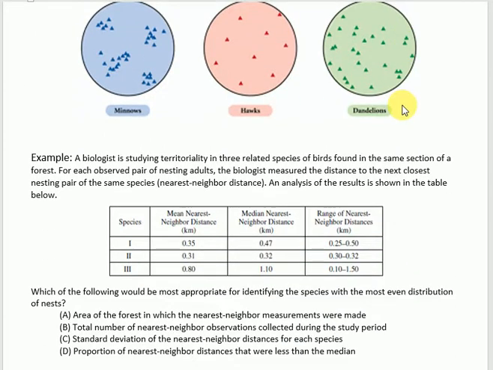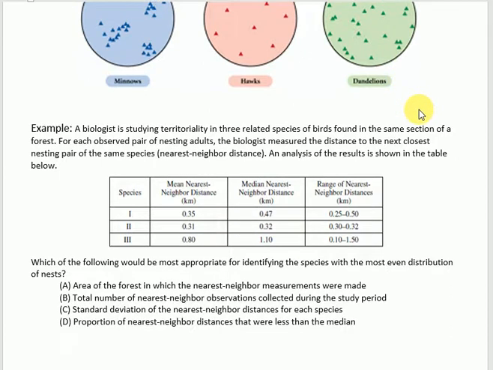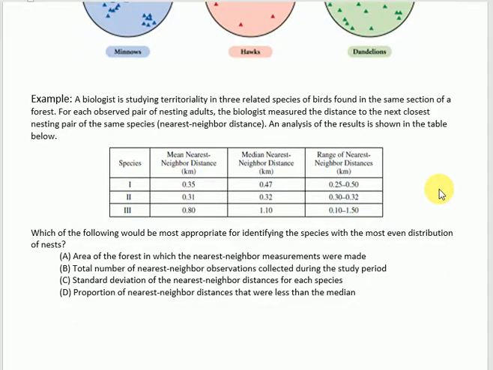So an example question: a biologist is studying territoriality in 3 related species of birds found in the same section of a forest. For each observed pair of nesting adults, the biologist measured the distance to the next closest nesting pair of the same species, which is the nearest neighbor, and an analysis of the results is shown in the table. The question is, which of the following would be most appropriate for identifying the species with the most even distribution of nests? Take a minute and see if you can figure that out.